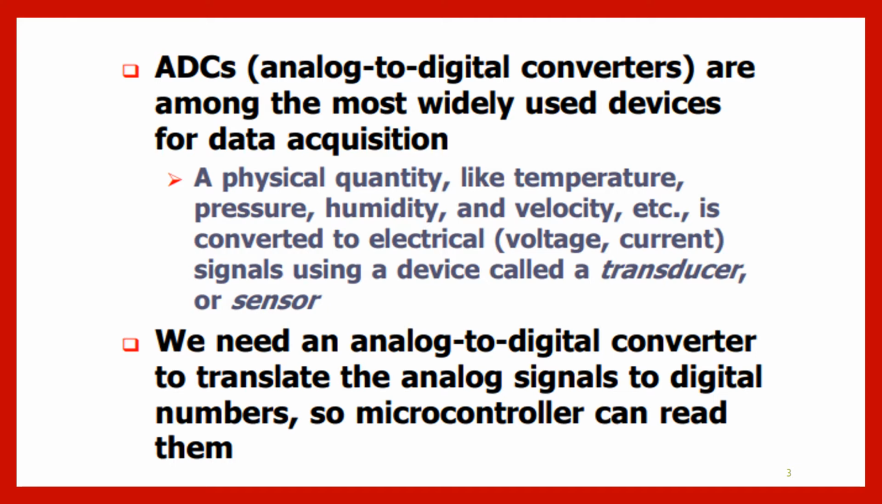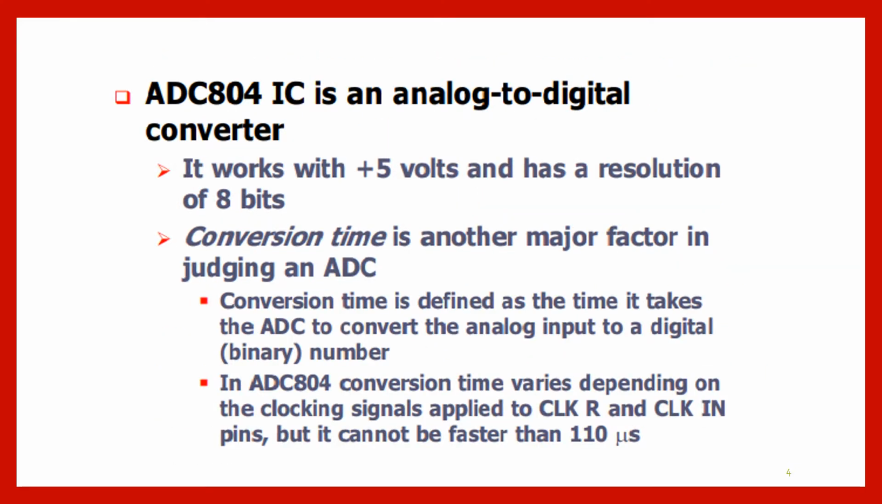So we need analog to digital conversion to translate that analog signal into a digital number or digital pattern which we are interested in. Then only the microcontroller can read it and process it further. ADC 0804 is one such popular ADC, from the ADC 0800 series from National Semiconductor. It is also available from other manufacturers. It works with plus 5 volt and has a resolution of 8 bits. The conversion time varies accordingly.